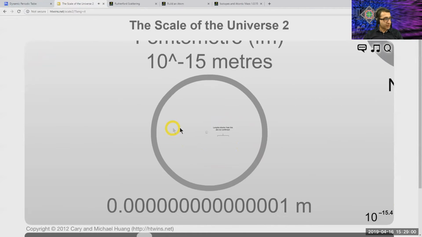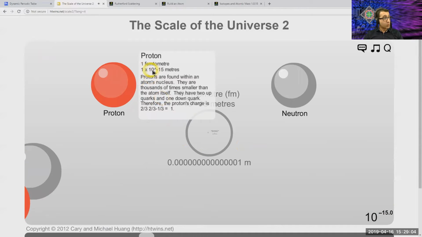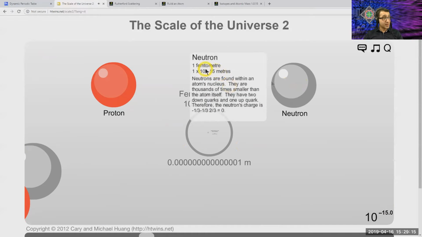Oh, we've gone a bit too far here. Quarks, there we go. So here's a proton, 1 femtometer, 1 times 10 to the power minus 15 meters. So this is the scale of a proton. This is the size of a proton. Unbelievably small, unimaginably small. Now a neutron is about the same size.